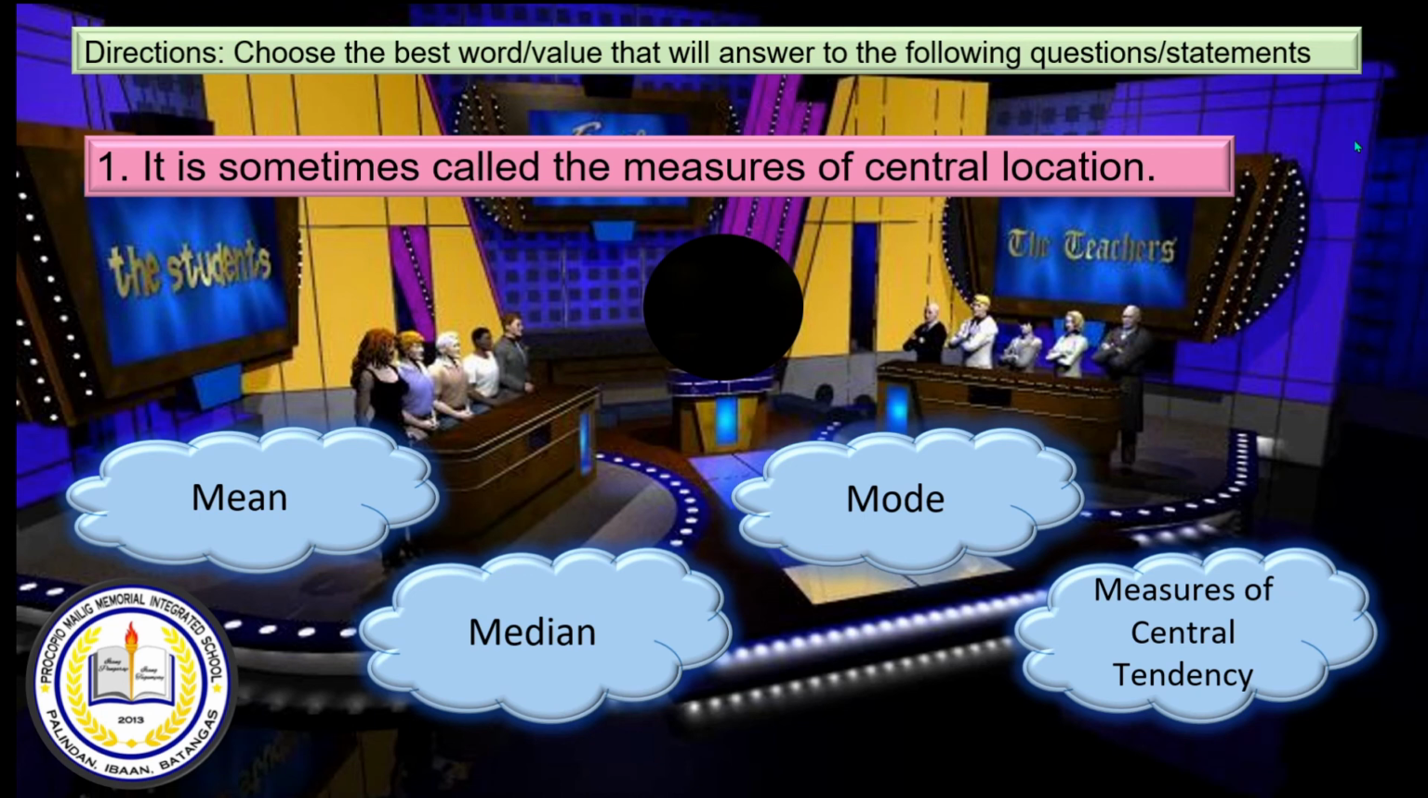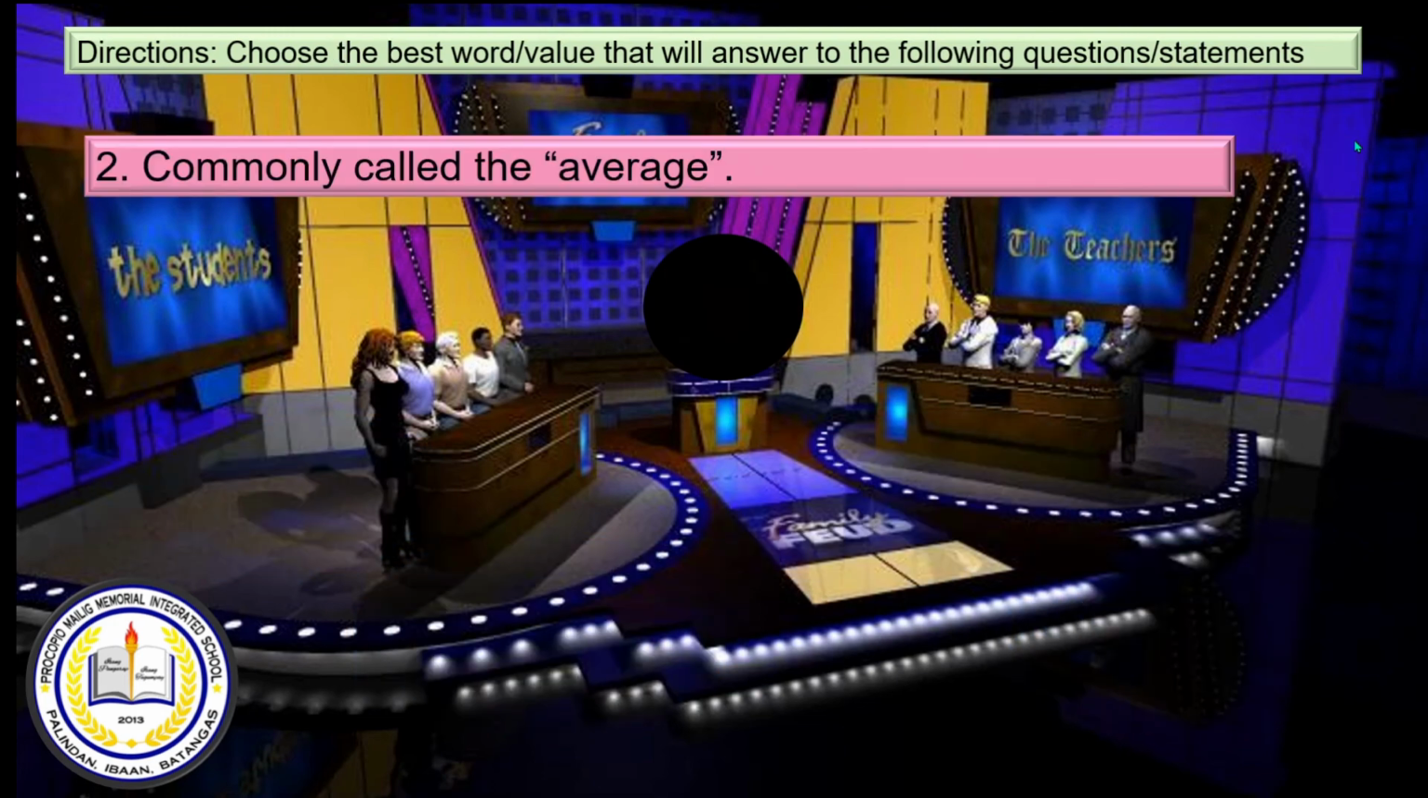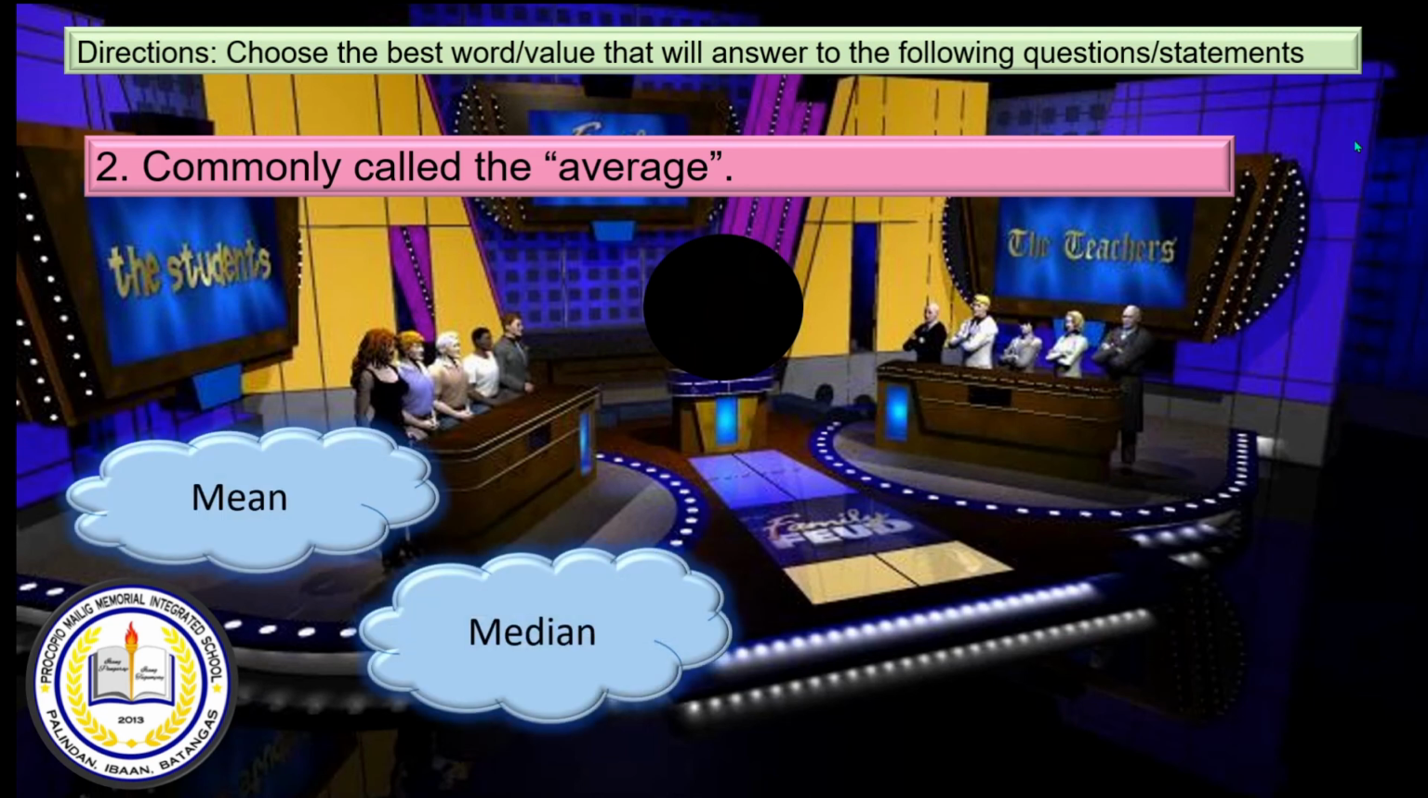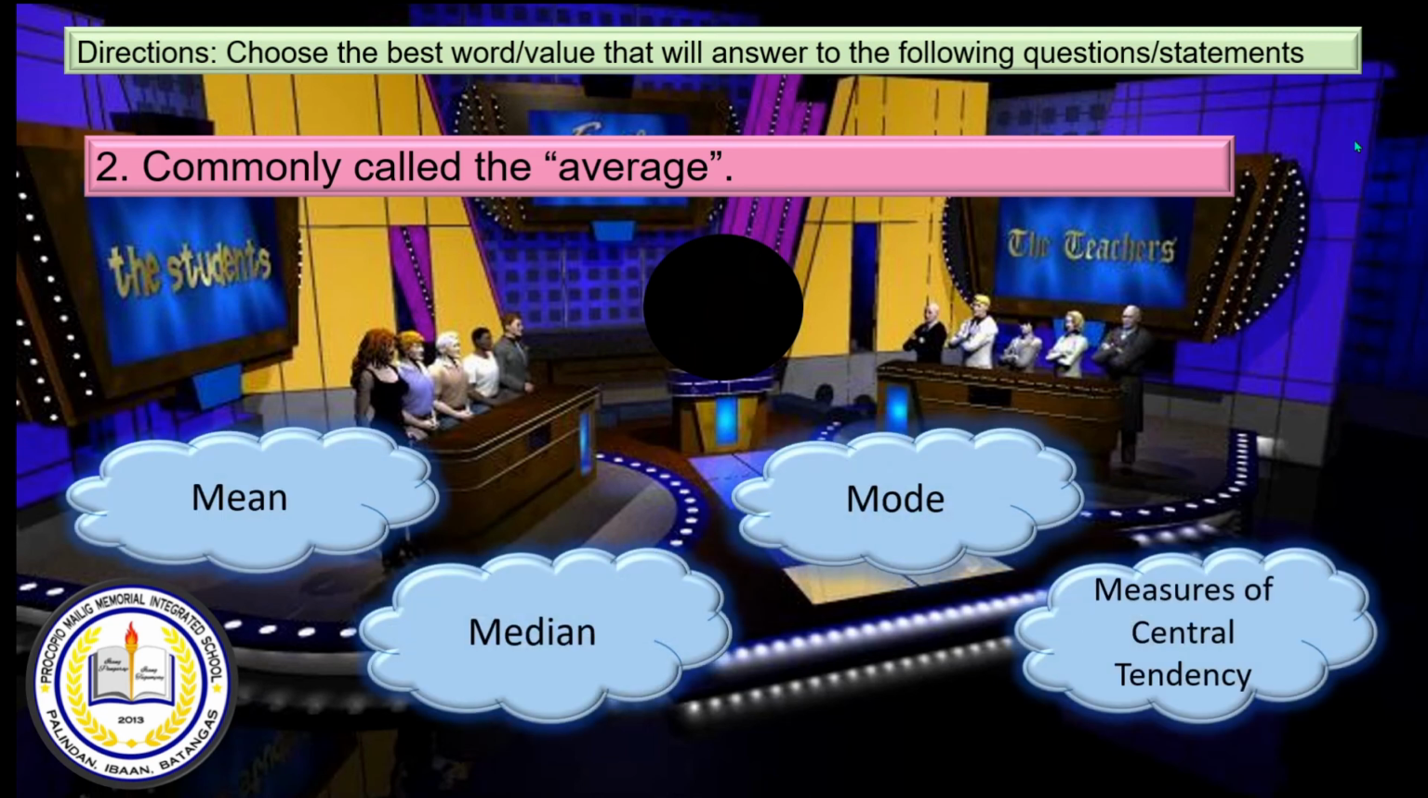The answer is measures of central tendency. Next, commonly called the average. Is it mean, median, mode, or measures of central tendency?